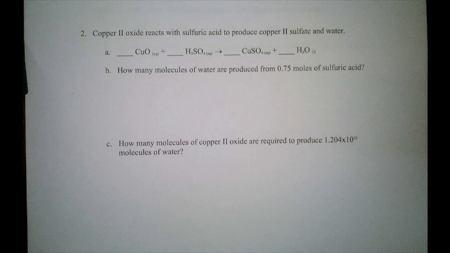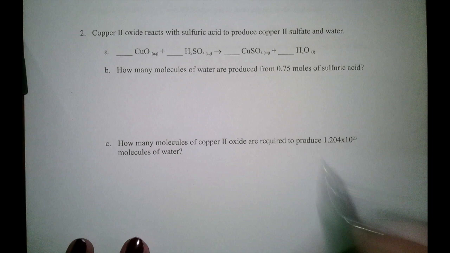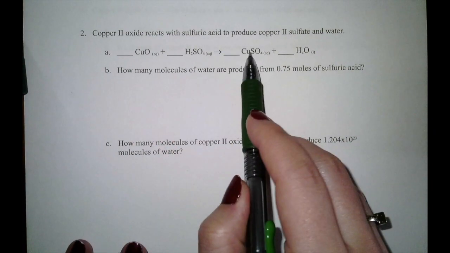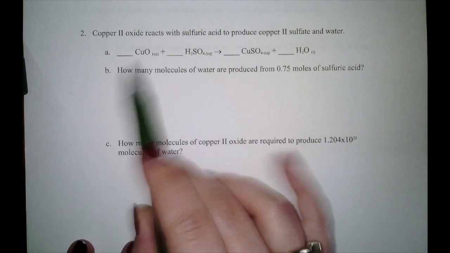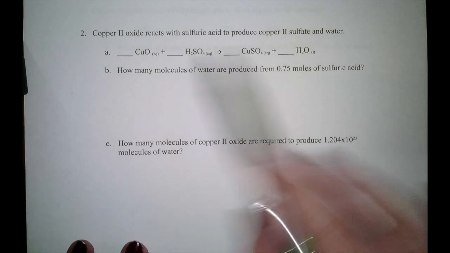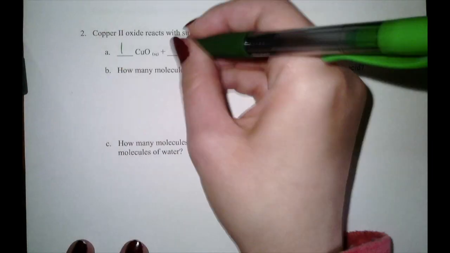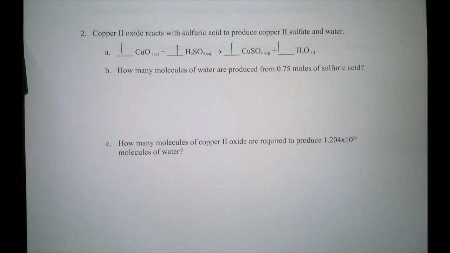Now let's look at question 2. Copper 2 oxide reacts with sulfuric acid to produce copper 2 sulfate and water. First thing we're going to do is balance the chemical equation. So I've got 1 copper, 1 copper, 1 sulfate, 1 sulfate, 1 oxygen, and 2 hydrogen. Everything here is balanced. They're all going to have a coefficient of 1 in front of them.